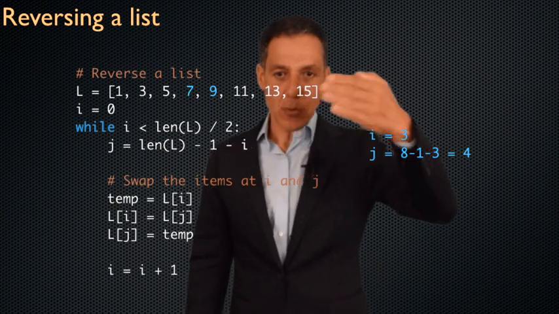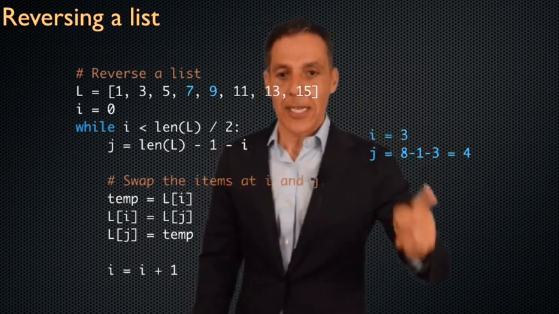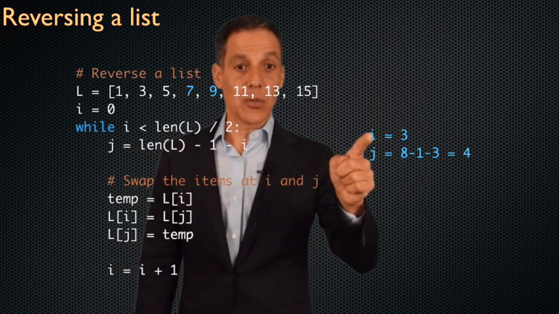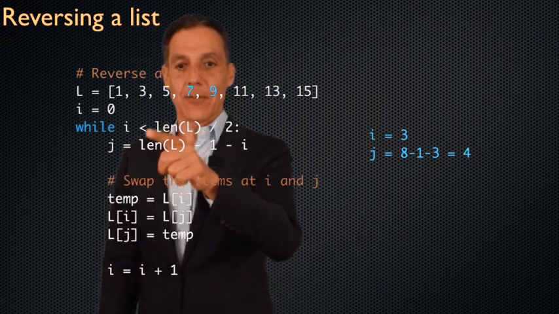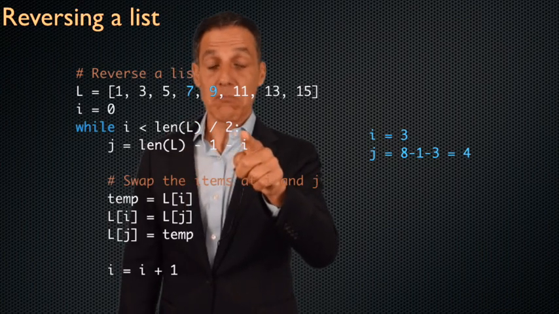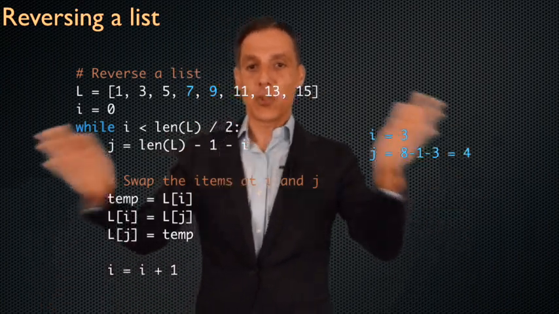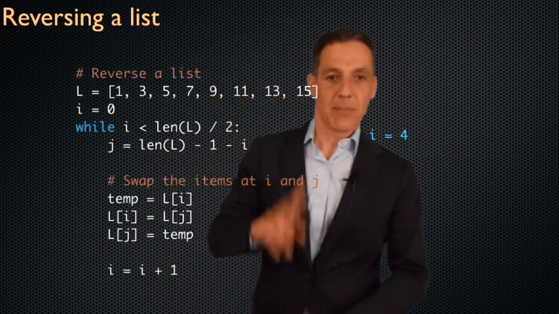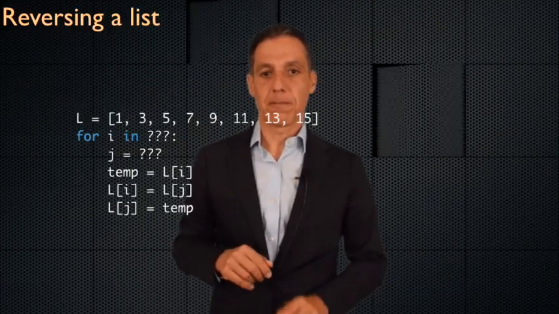I is 3, we evaluate, we swap. Increment I by 1. What is the value of I now? It's equal to 4. Is 4 less than or equal to 8 divided by 2, which is 4? No. And then we're done. We've swapped the list. Very nice. Okay, that's the last iteration right there.